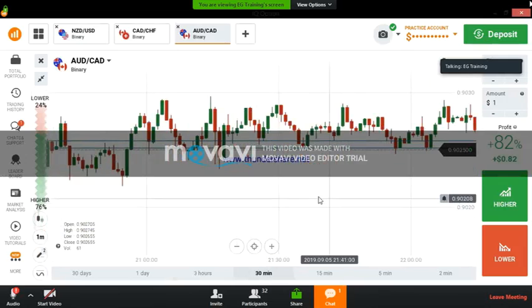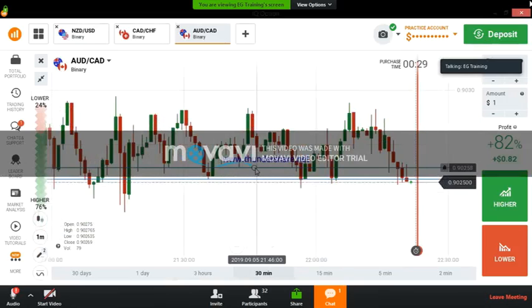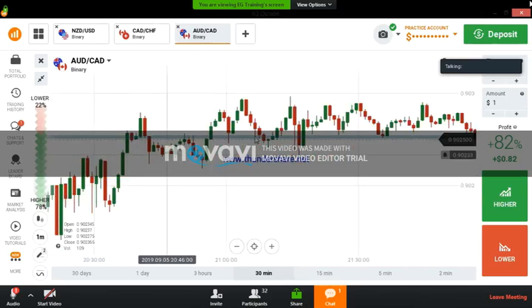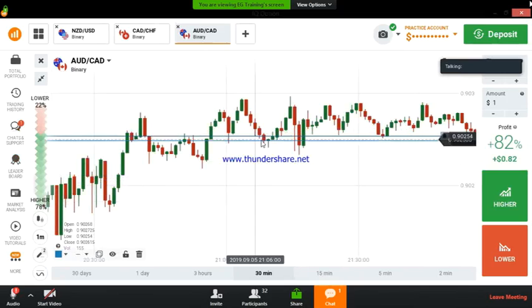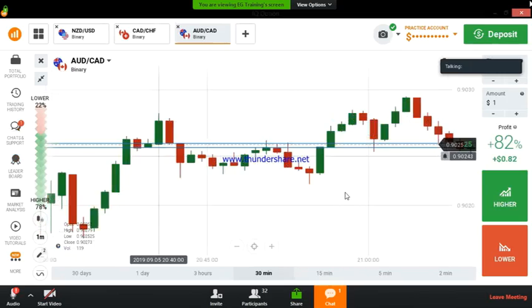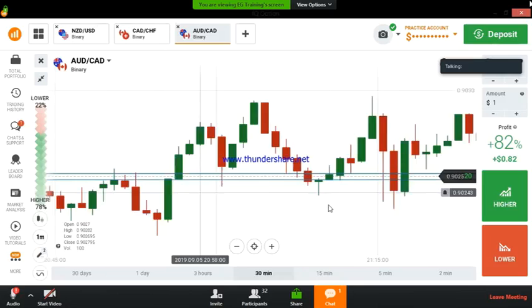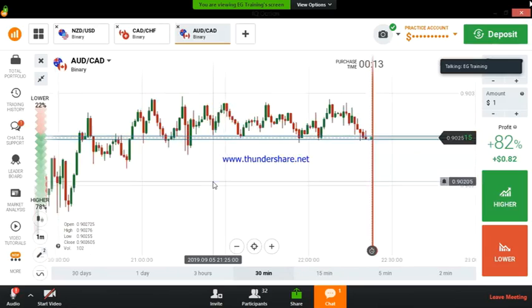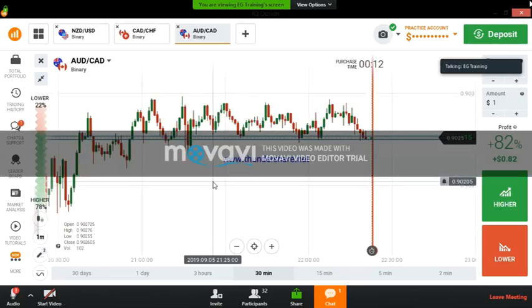This is a low value market, that's why we are seeing so much gap here. Always draw the level like this. Let me adjust the level. Okay, this level. So draw a level and check if the level is working or not.